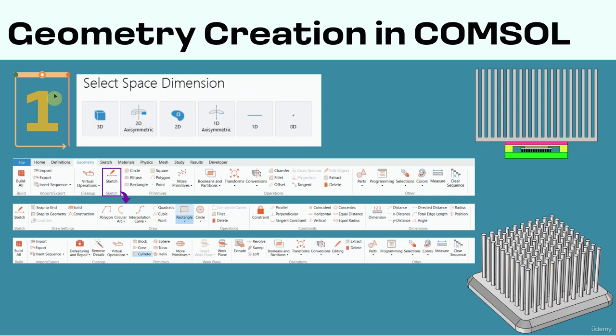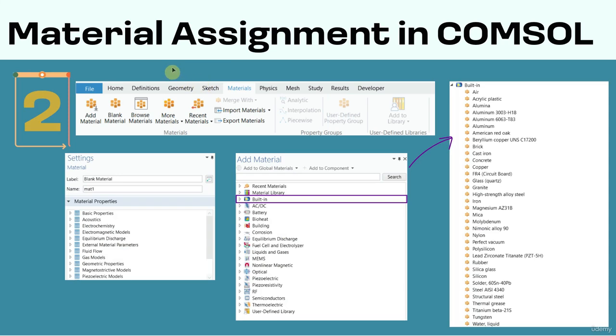After the first step of geometry creation in COMSOL Multiphysics, the next step in the workflow is the material assignment. So you will find this material option in COMSOL. Under this ribbon, you can see different sections, for example, material section, property group, and user-defined libraries. So here you can see that the first option under the material is the add material.